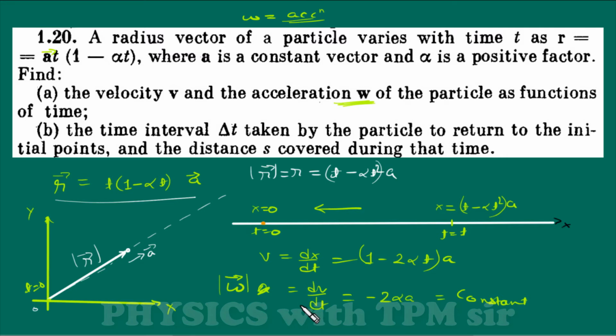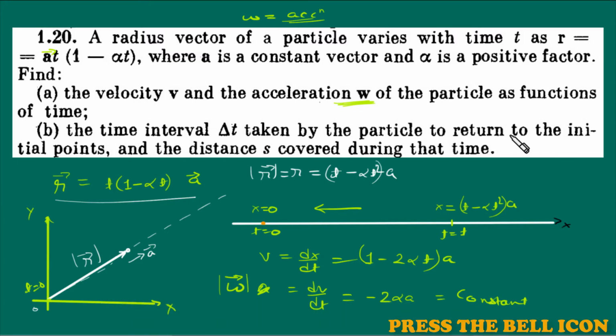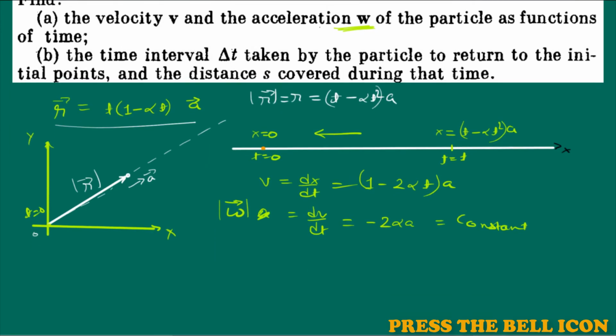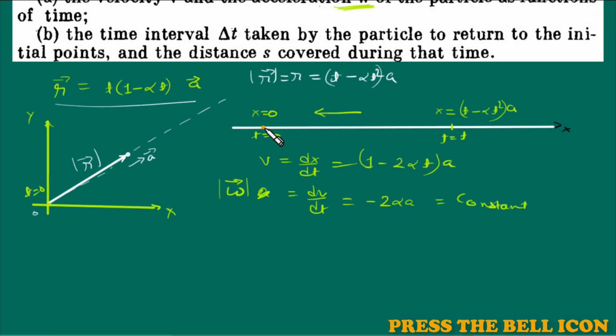So omega or acceleration is equal to dv by dt. So it's an example of constant acceleration motion. Now we have to find something in part b, the time interval delta t taken by the particle to return to the initial point. Initial point means again the particle will be at x is equal to 0.